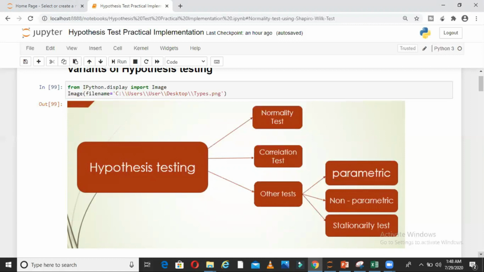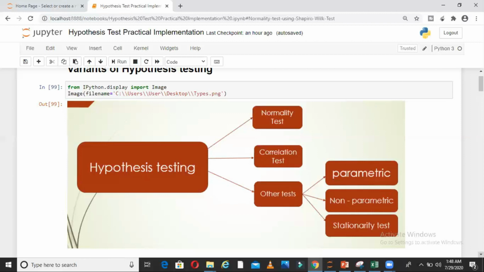So first, many a times you need to do a normality test. What is a normality test? You would have heard about the assumptions of linear regression, where we say that the target variable should be normally distributed. There are other tests, for example ANOVA. When you run that test, the assumption is your data should be normally distributed. For that, we do some hypothesis testing to know if the data is normally distributed. So that is one scenario.